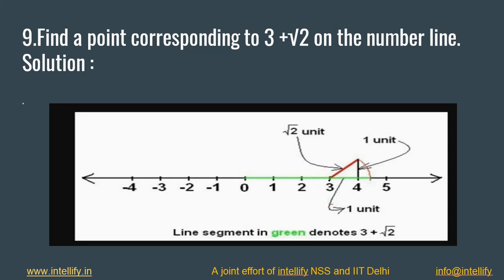Now, measuring the root 2 unit length using the compass, placing the needle at 3, we will make another arc on the x-axis, that is on the number line. So the final point, from 0 to this point, will represent 3 plus root 2 on the number line. Let's jump on to the next question.